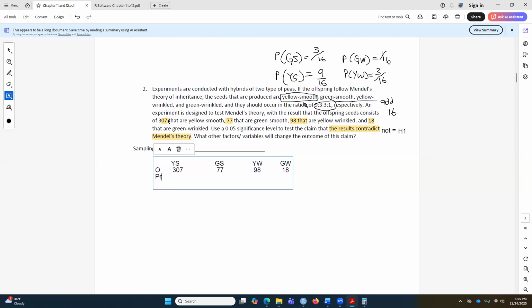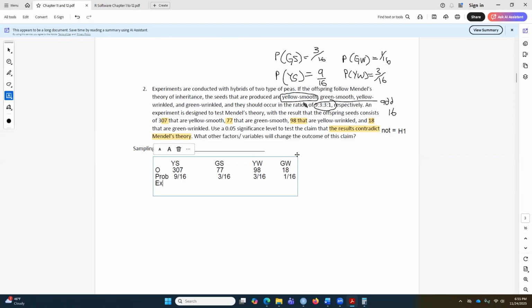And then we have the probability. Okay, based on the ratio, the yellow smooth is 9 out of 16. The green smooth is 3 out of 16. The yellow wrinkle is also 3 out of 16. And your green wrinkle is 1 out of 16. Okay, so these are based on your question here.